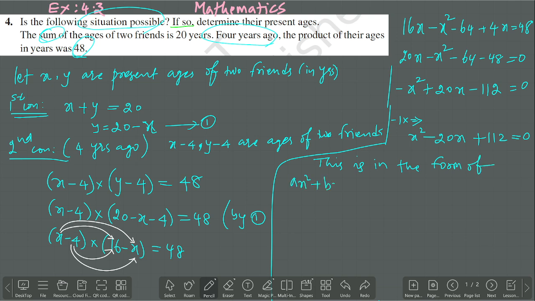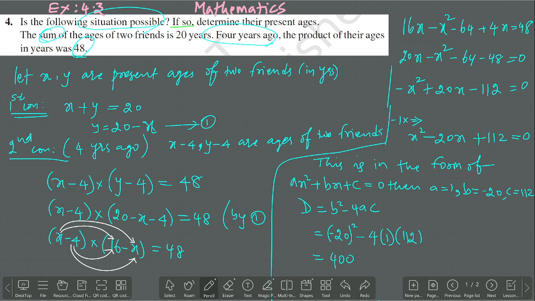ax square plus bx plus c equal to 0. Then what is a? 1. What is b? Minus 20. What is c? 112. Now let me check the discriminant D, which is b square minus 4ac. Minus 20 square minus 4 times a value 1 times c value 112. When you square, I get 400 minus 4 into 112, which is 448. When I subtract, I get minus 48.